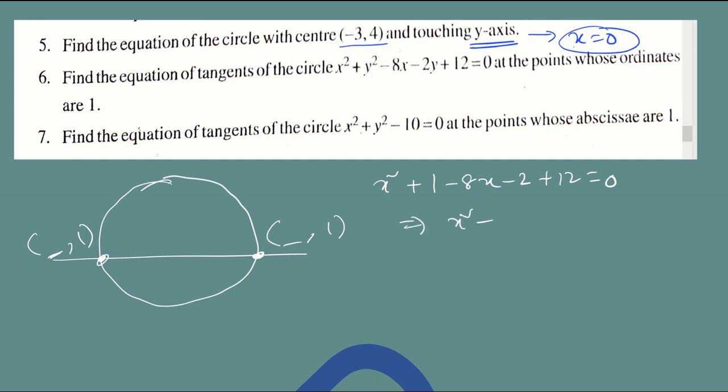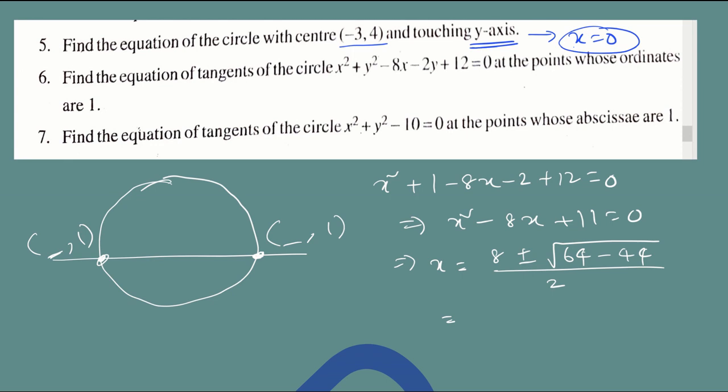So I have x square minus 8x plus 11 is equal to 0. So I get x is equal to minus b plus or minus root of b square minus 4ac by 2a. Cancelling a 2 in the numerator and denominator, it is 4 plus or minus, inside it is 20, we bring a 4 out, root 5 again. So these points are 4 plus root 5 comma 1 and 4 minus root 5 comma 1.